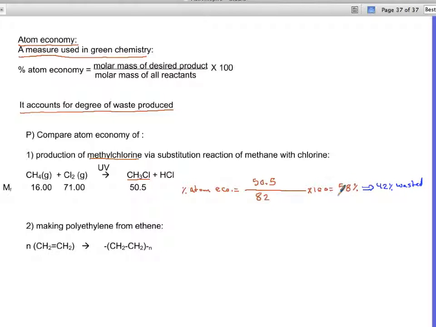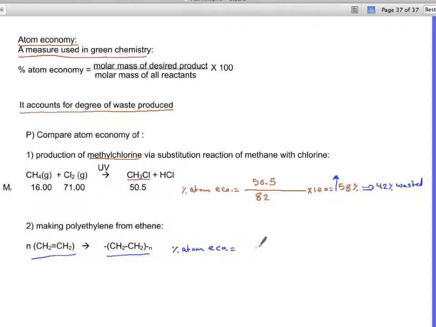So this information, in addition to your percent yield, is going to decide how green the reaction is that you are playing with. And you can always modify it in order to get this number as close as you can to 100. Now, for addition polymers, for the second batch of questions, what is the percent atom economy of polyethylene divided by all the reactants?